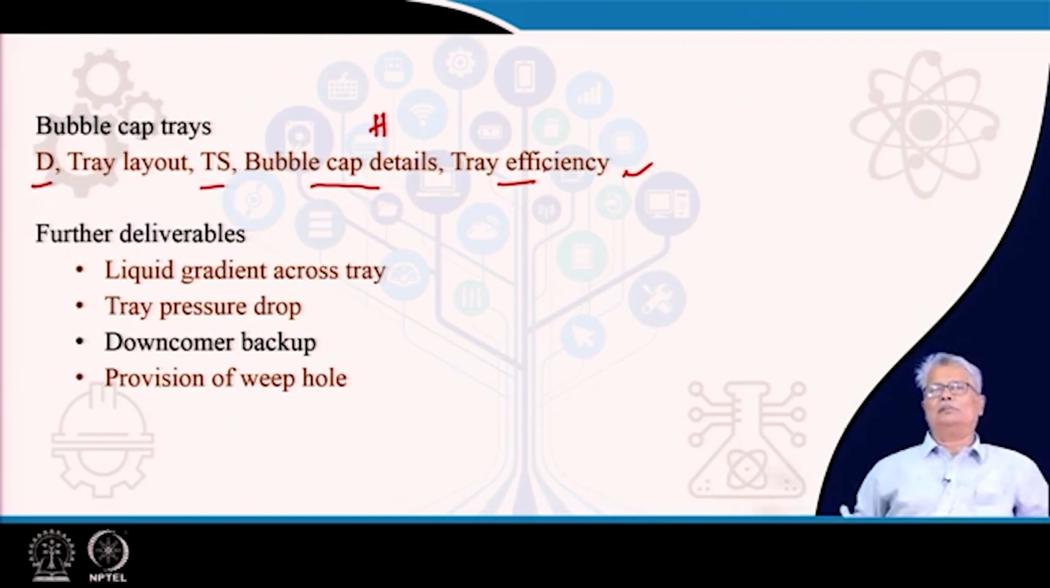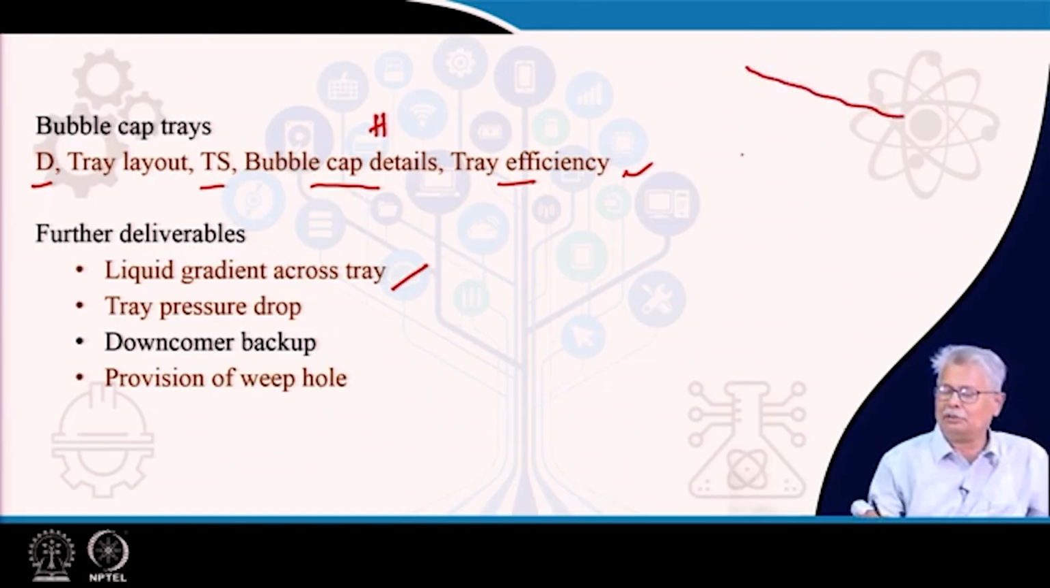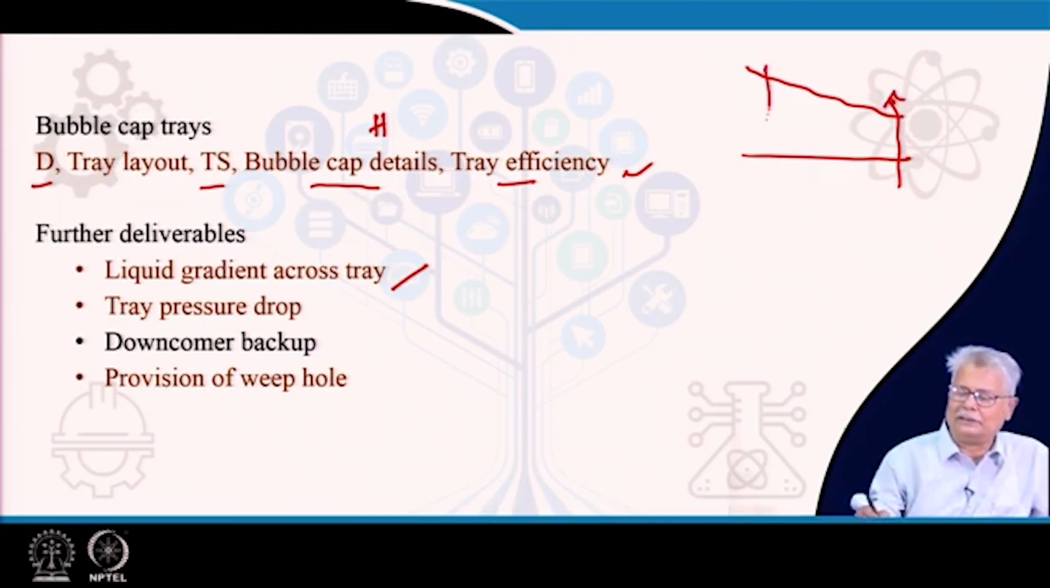In order to have a complete delivery of the design of the tray, we also have to find out the liquid gradient across the tray. We know very well, and we just recapitulate, that the liquid gradient across the tray should be as low as possible to ensure that you have a proper cross flow. If you have a large gradient of liquid over a tray, wherever you have lower liquid, your flow is going to be more, and where there is more liquid, obviously there will be less flow of vapor, because the resistance to flow will be much more.